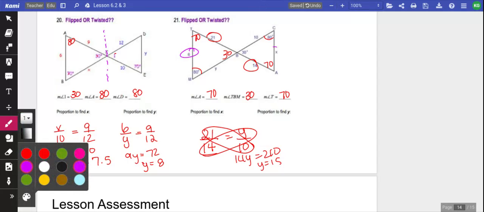And then the x is similar to the 6. So I'm just going to use the 21 over 14 again. And then use 6 over x. So 21x equals 84. So x is 4.